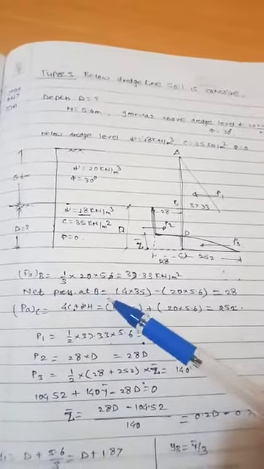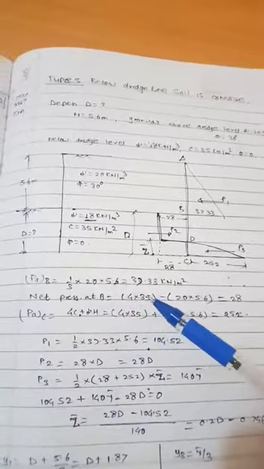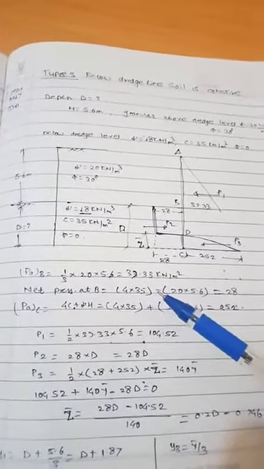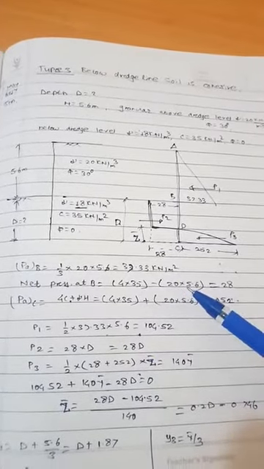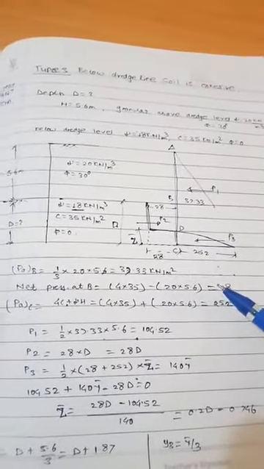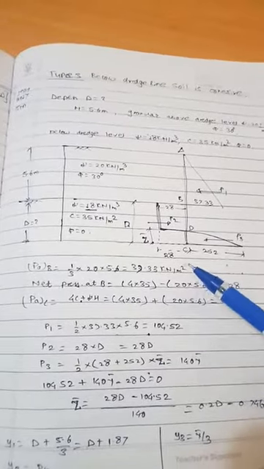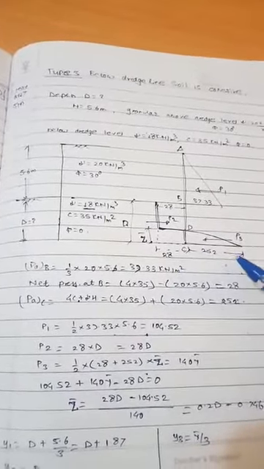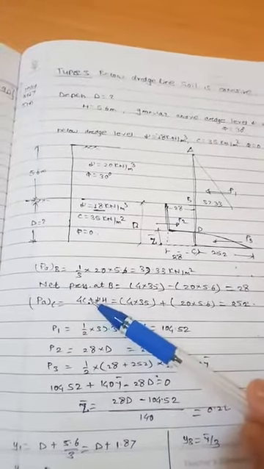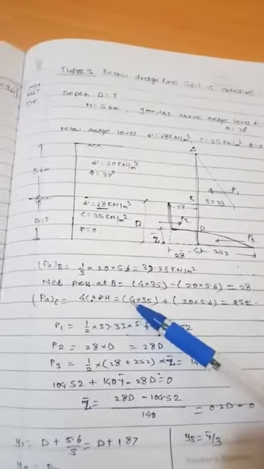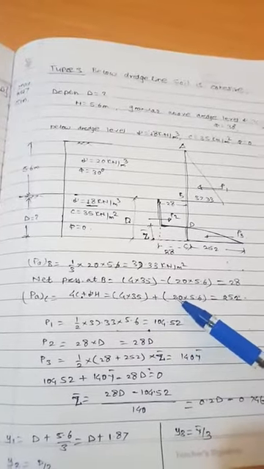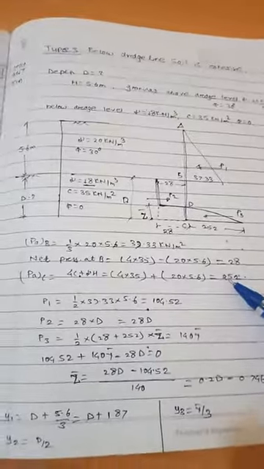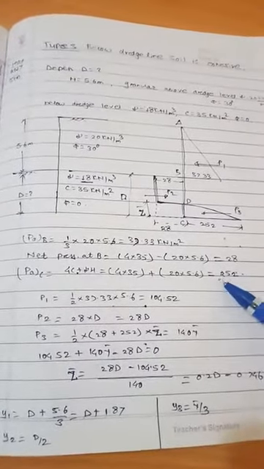Net pressure at B is 4 times cohesion minus gamma H. Cohesion 35, minus gamma 20 times H 5.6, so it is 28. Now the active pressure at C, that is this pressure, is 4C plus gamma H. 4 times cohesion 35 plus gamma 20 into H 5.6, so it becomes 252 kN per meter square.